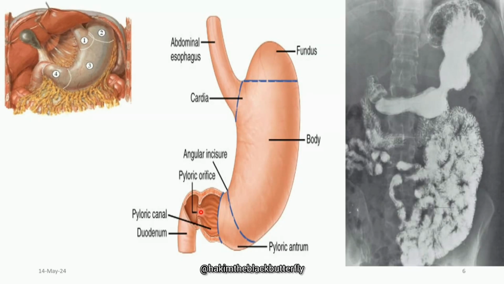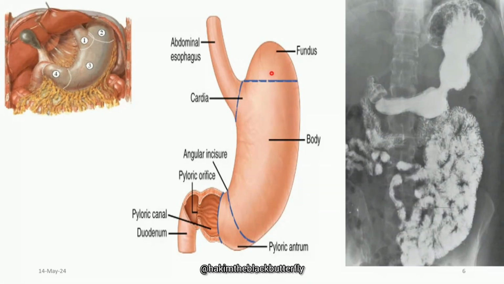And at the end of the pyloric canal, there are some circular muscle fibers that form what we call the pyloric sphincter. These are going to be regulating gastric emptying, so that the contents in the stomach can enter the duodenum.